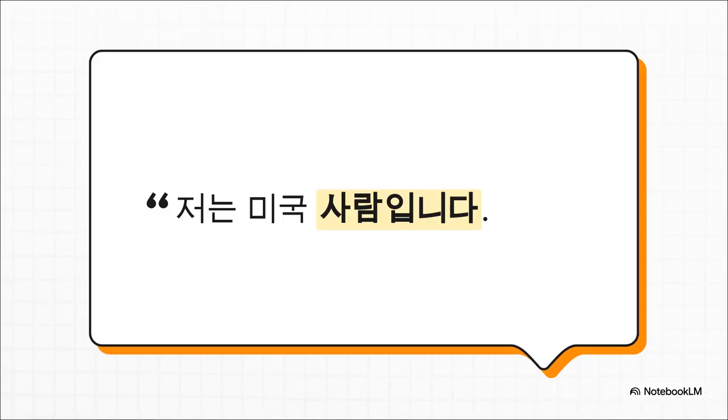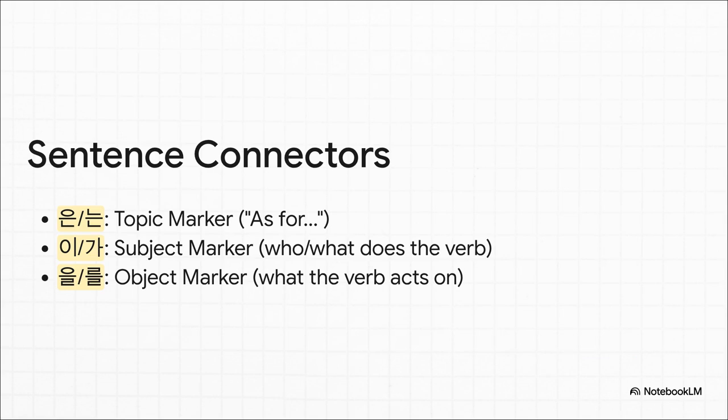Let's see this in the wild. Check out this full sentence. It means, I am an American. You see that bit at the very end? That's the formal, polite version of the verb to be. And just like that, you've used a conjugated verb. See? Not so scary.